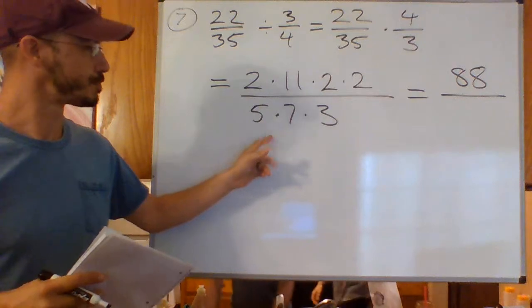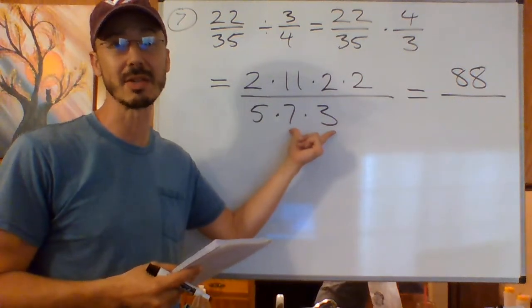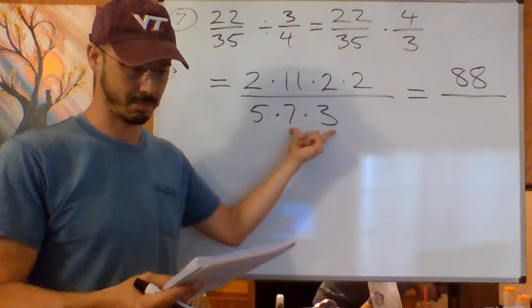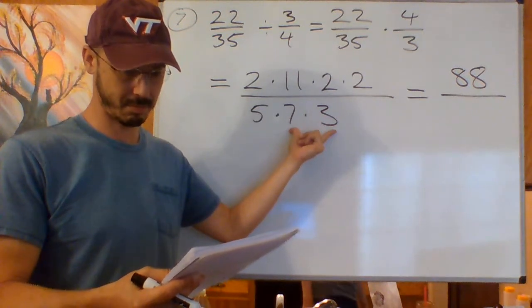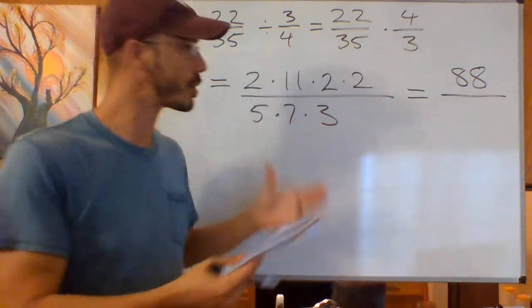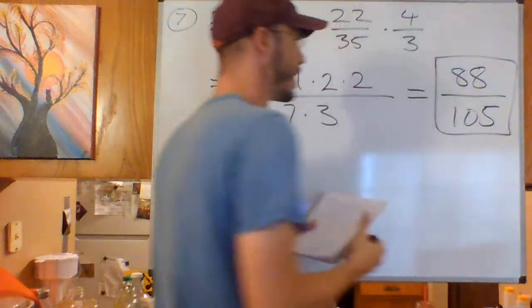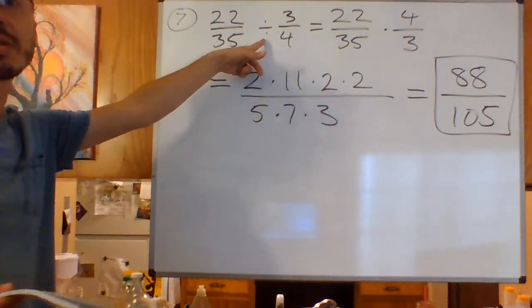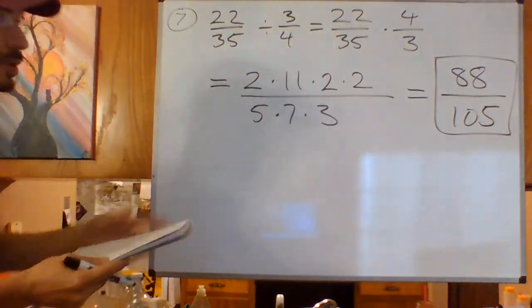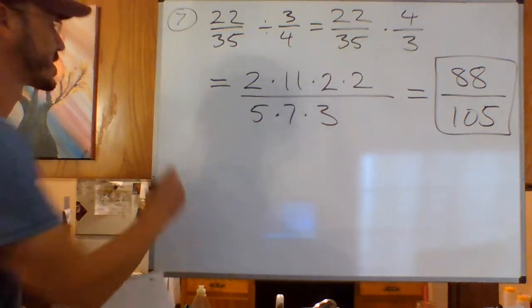Down here, well, this is the way I do it. 3 times 7 is 21. Well, and then 5 of those. Or use a calculator, but the denominator comes out to 105. And the quotient is what you get when you divide something. So the quotient in this case is 88 105ths.